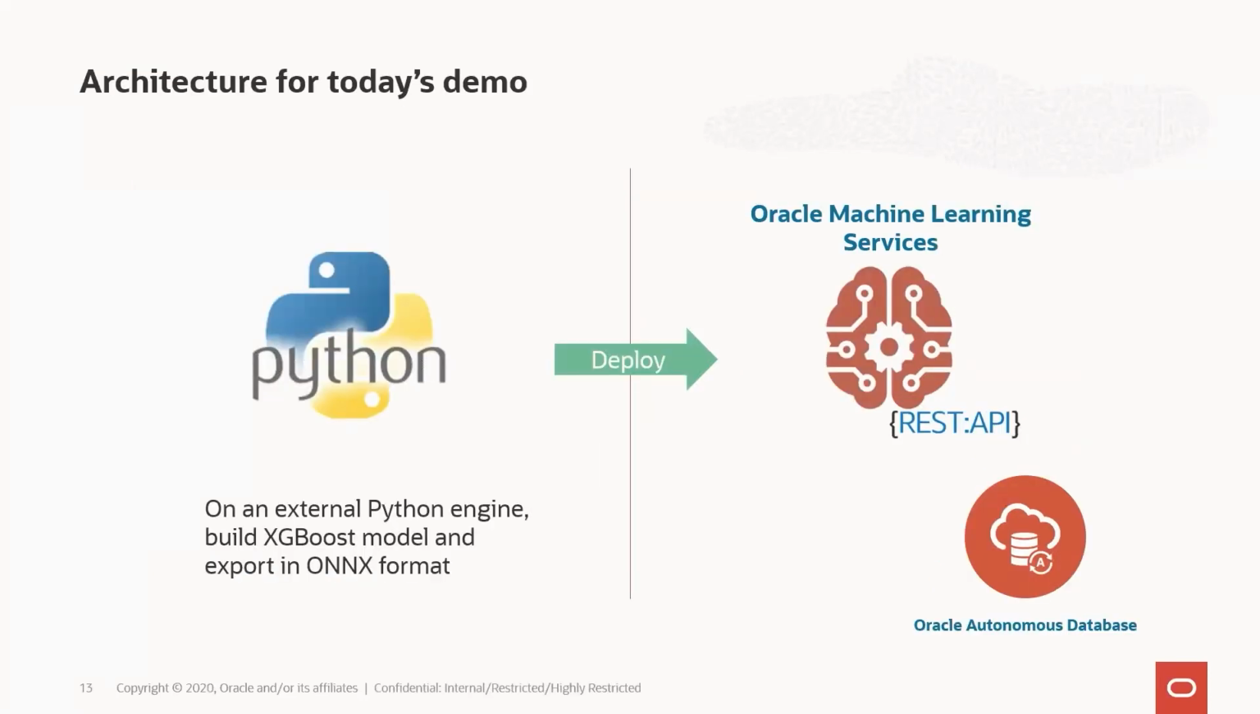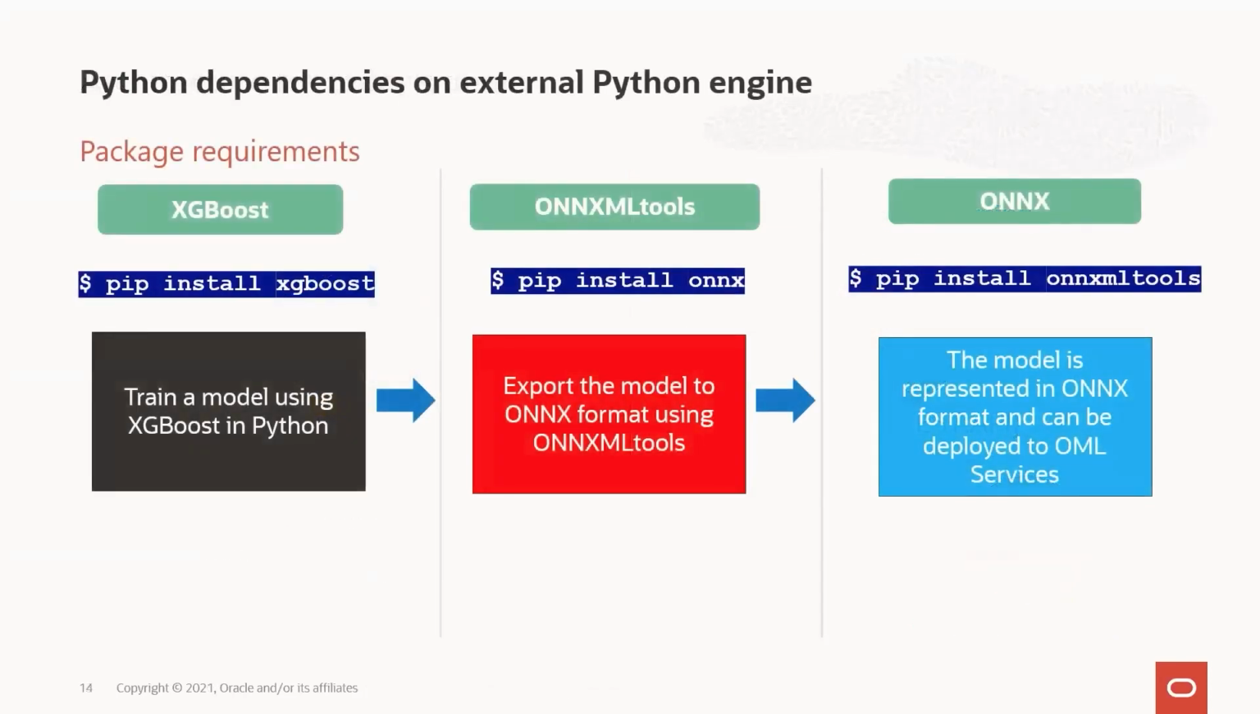So for the example that I'll be showing you today, I trained the XGBoost model and exported it to ONNX in a Python engine outside of Autonomous Database using a Jupyter notebook. And you can use your own client notebook for the model training and export as well. And after exporting the model, I deployed it using OML Services on Autonomous Database.